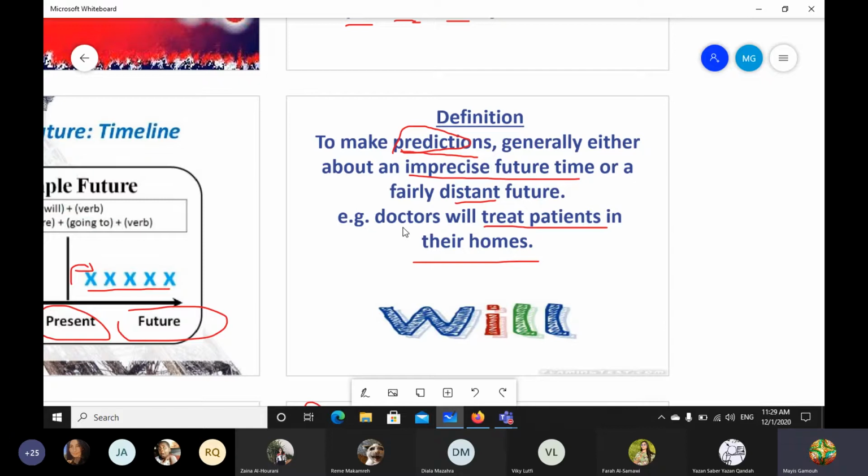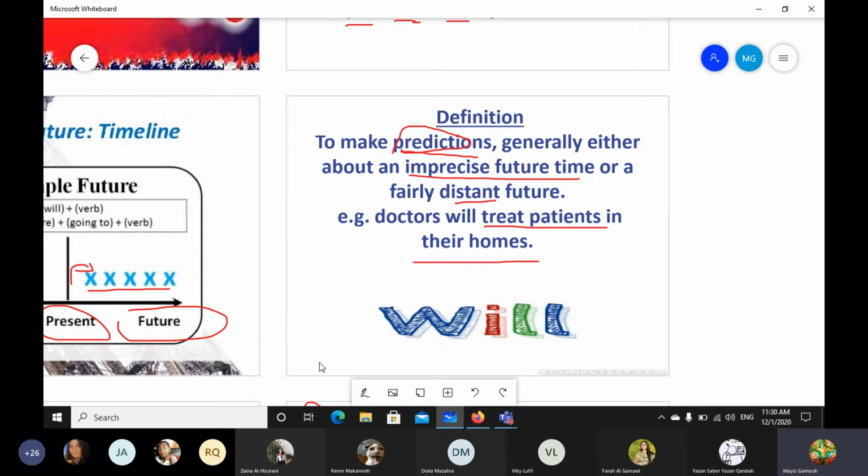Here we have the example, which is doctors will treat patients in their homes. But do we know the exact time? We don't know. Do we know when this thing will happen? We don't know. Do we know if it will happen for real, 100%? We don't know. It is all about predictions.